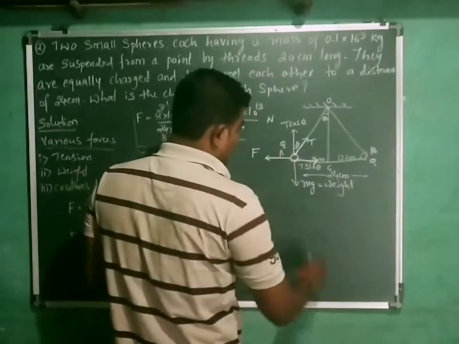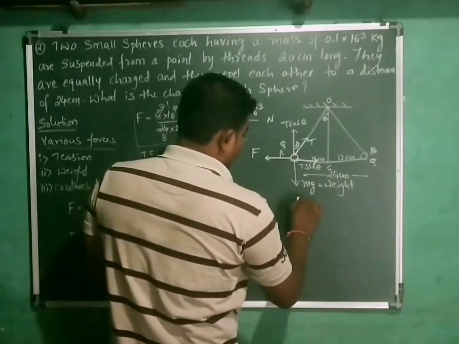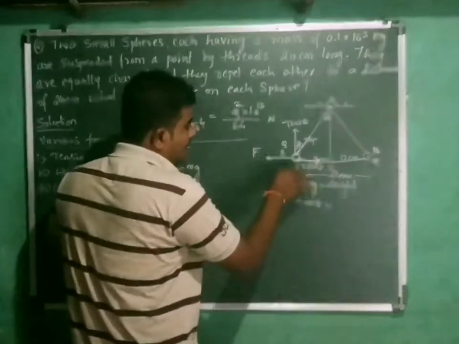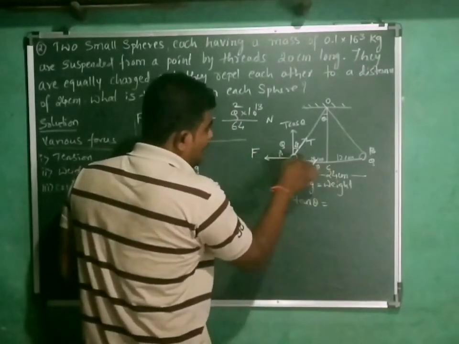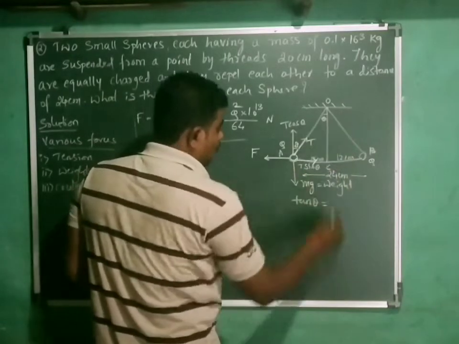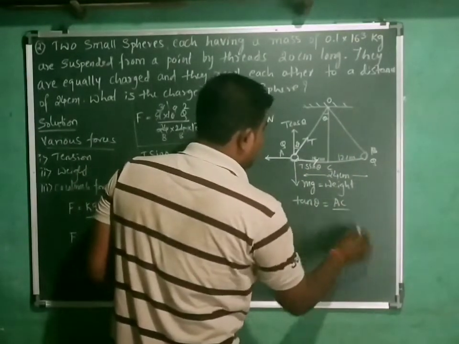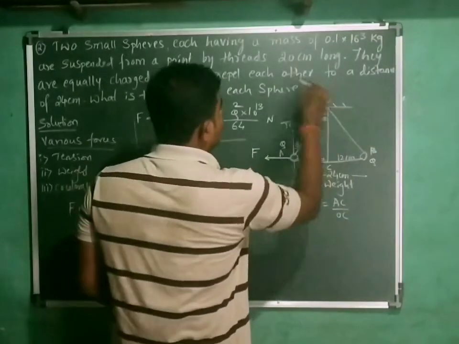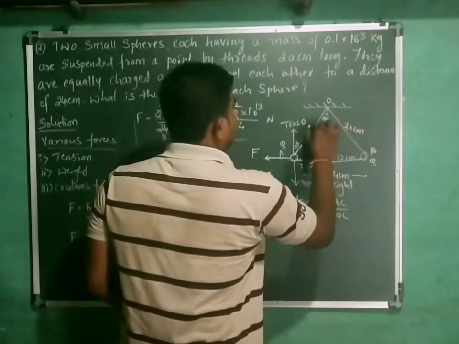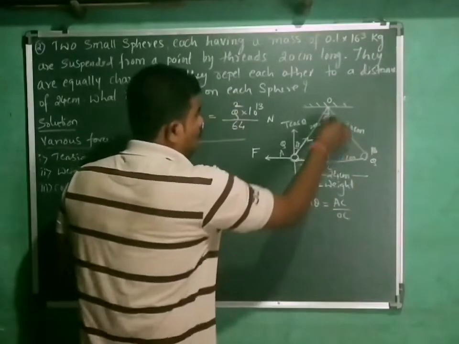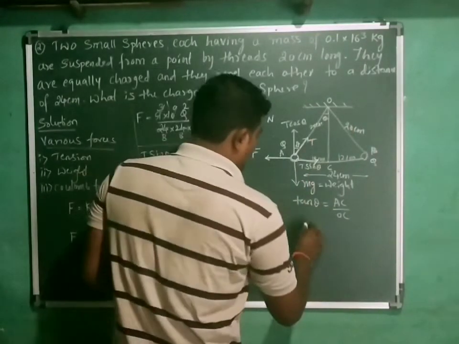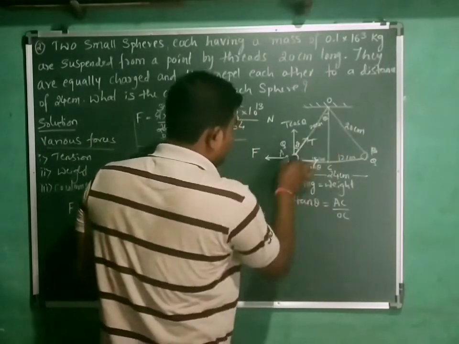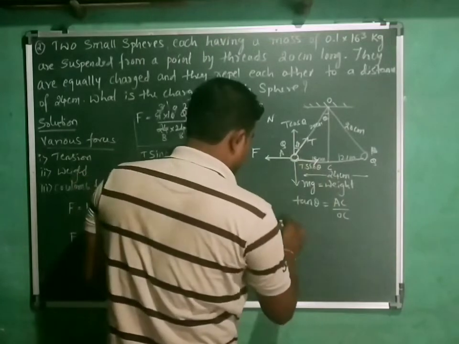With the help of this diagram I can try to find out the tan theta value. Tan theta is equal to opposite divided by base, and opposite is what? AC is opposite for theta and base is what? OC. Therefore it is AC divided by OC. AC value we know, this is how much? Length of the thread is 20 centimeter. But we don't know the OC value. We can find out the OC value with the help of the Pythagoras principle, from triangle OAC.